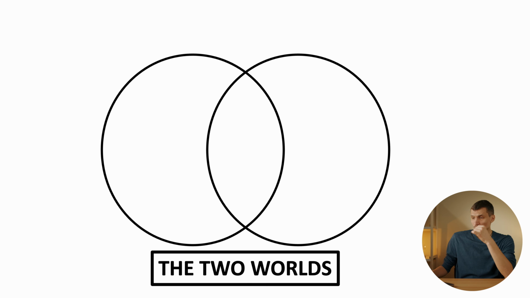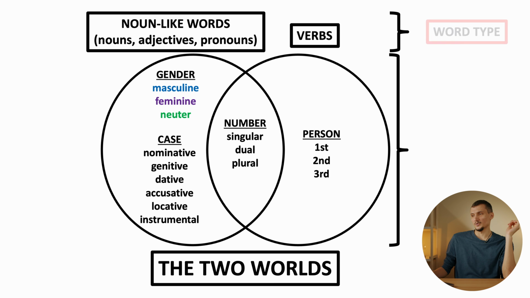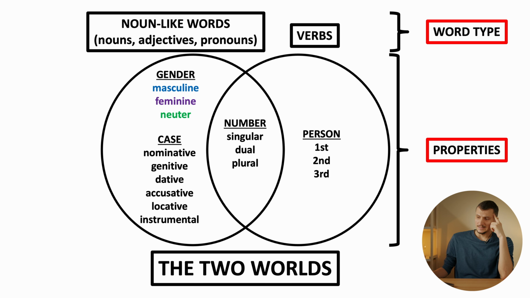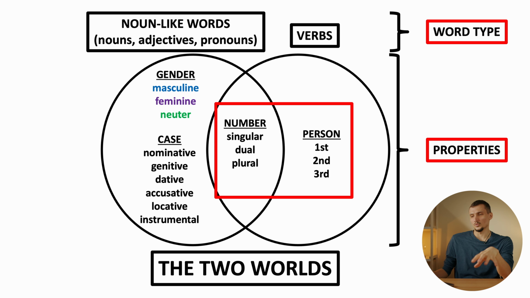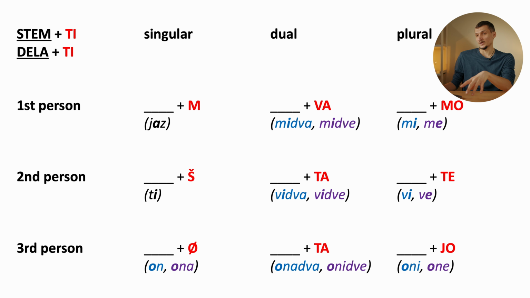So we have our two worlds, the world of nouns, the world of verbs, the word types and properties, and this is the part of the diagram we're talking about right now. And so last time we had a look at verb conjugation, and this is how you conjugate verbs in Slovenian. So you just take apart the ti from the rest of the infinitive. That first part is called the stem. The ti is called the ending, and then you just replace the red ti with m or š or nothing, or va, ta, ta, or mo, te, jo.